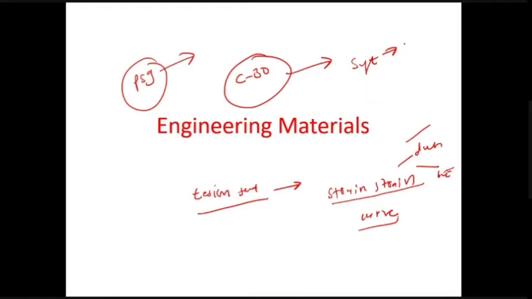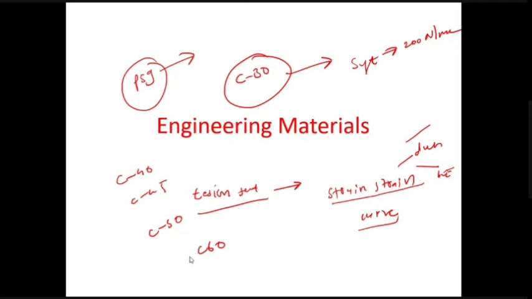Let us say Syt is 200 Newton per mm square. What is the Syt, the yield strength, for what material? C30. Now the question is, how will you select C30? There are a lot of conditions. There are a lot of materials: C40, C45, C50, C60. Lots of materials are available in the PSG design database.